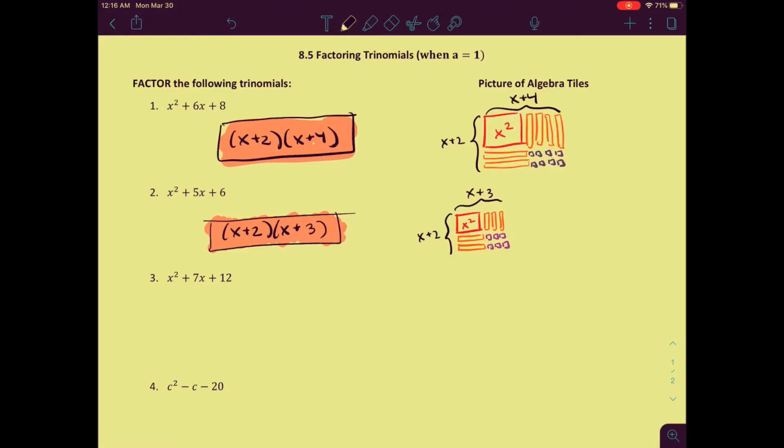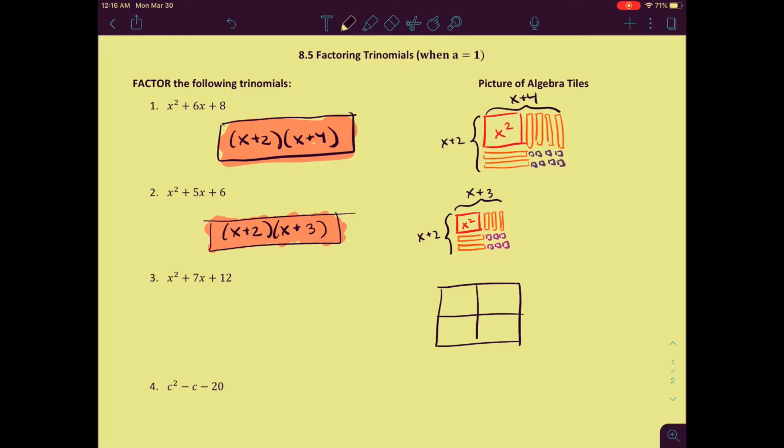Alright guys, we're going to continue our lesson on factoring trinomials when a equals 1, except this time we're not going to be using algebra tiles. However, what we're going to do is follow a structure very similar to what we did when we used algebra tiles. And the way we're going to do that is by creating a Punnett Square. This should look familiar to you guys. This is what we use when we learned how to multiply binomials together.